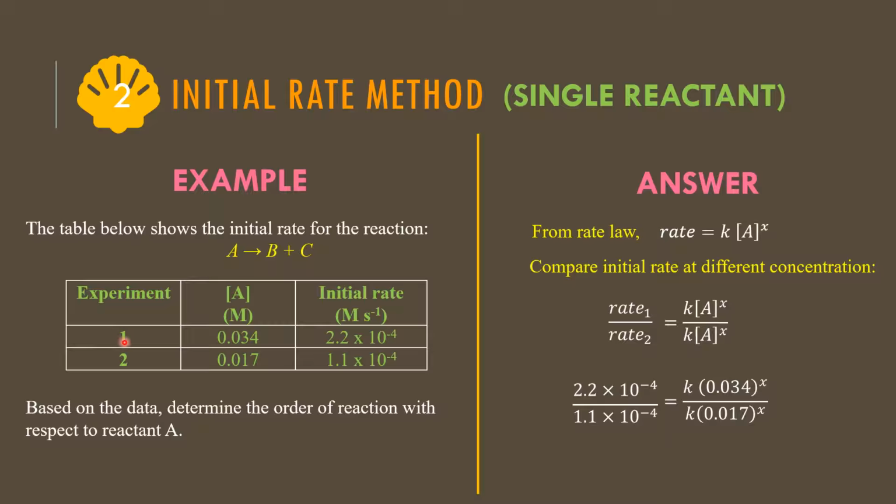Since experiment 1 and experiment 2 ianya adalah tindak balas yang sama, iaitu A produce B plus C. So nilai K dia, rate constant dia, dua-dua ni adalah nilai yang sama. So kita boleh cancel out K dekat atas ni dengan K dekat bawah ni. Kemudian kita akan selesaikan formula ni untuk mencari value of X. So kita dapati value of X adalah 1. So ini membawa maksud untuk reactant A, order of reaction dia adalah first order.